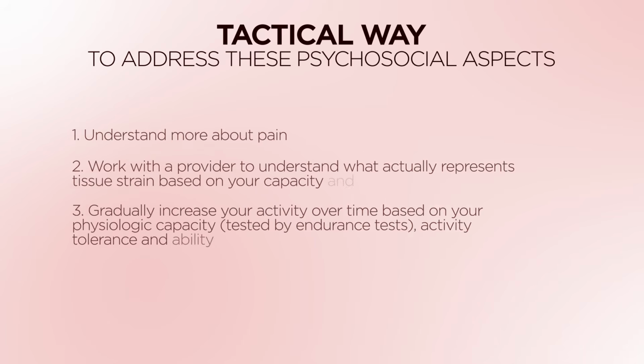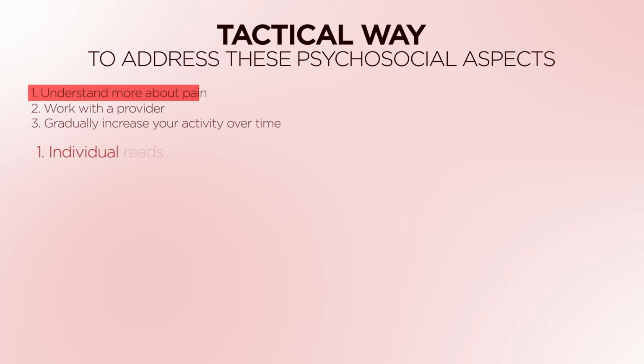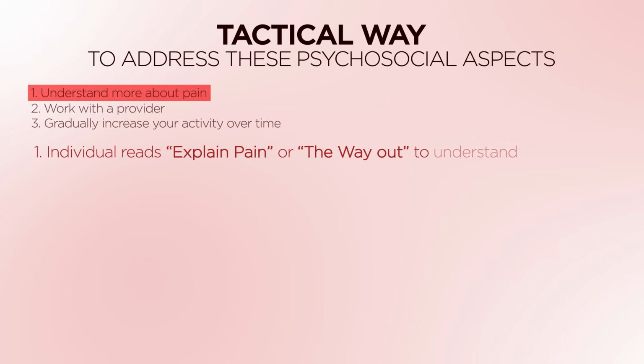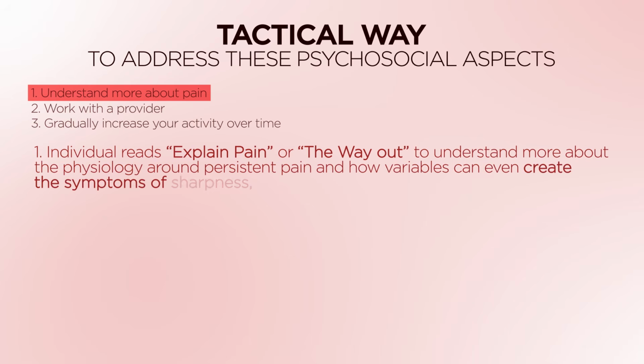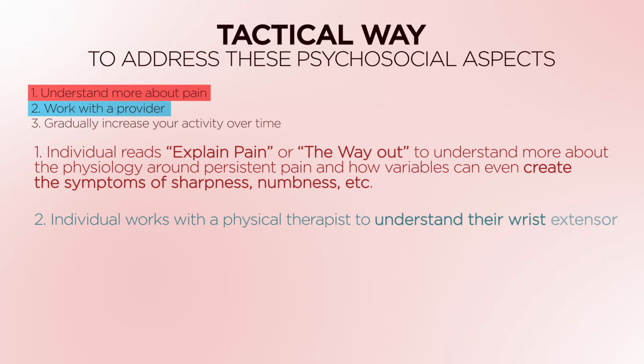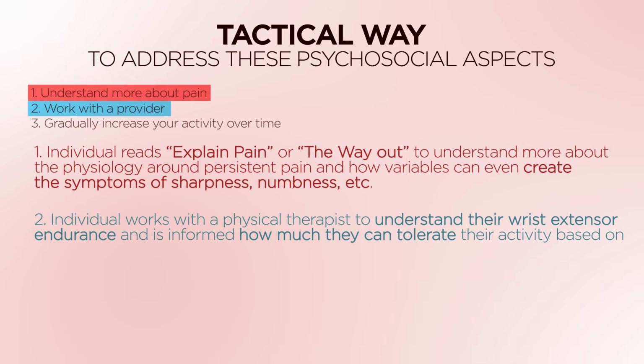Now in practice, it's going to look something like this. You'll read Explain Pain or The Way Out to understand more about the physiology around persistent pain and how variables can even create the symptoms of sharpness, numbness, tingling, and even feeling off. Then you work with a physical therapist to understand your wrist extensor endurance and how much you can tolerate based on your performance of the test.